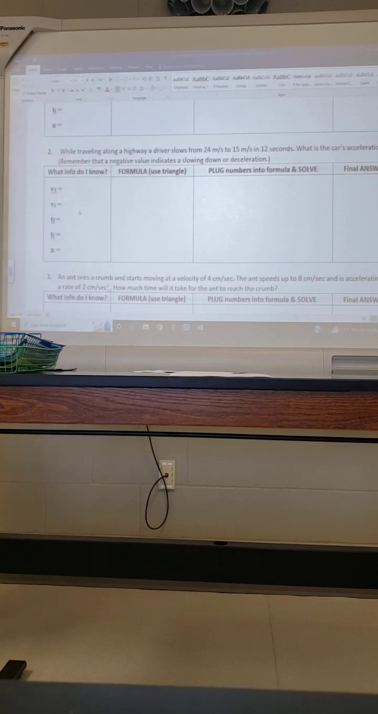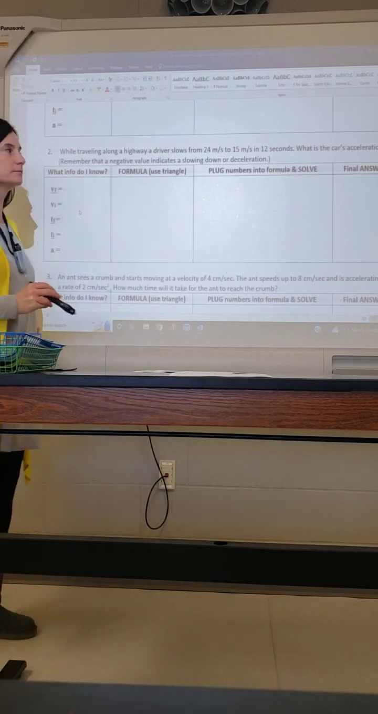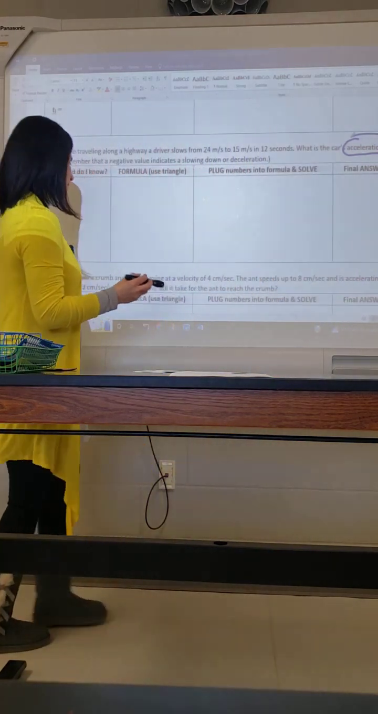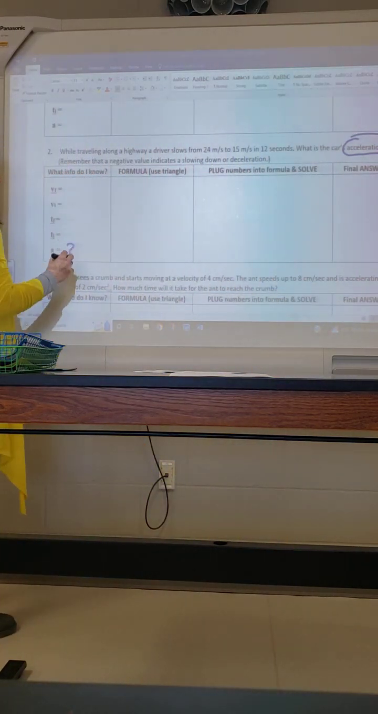All right, while traveling along a highway, a driver slows from 24 meters per second to 15 meters per second in 12 seconds. What is the car's acceleration? And remember that a negative value indicates a slowing down or a deceleration. So Caden, what are we solving for? Okay, so that's what needs circled. And that is my great unknown, or my question mark here.